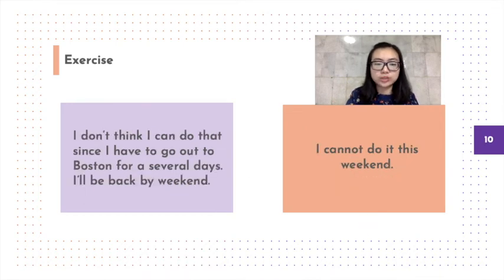Next, between these two, which one do you think is more effective? Now, here's an interesting thing behind it. The one on the left, although it appears as a longer sentence, is more effective. Why? Because it states that the person cannot do the meeting on that weekend. The one on the right, I cannot do this on the weekend, is actually right, but it doesn't provide any reasons. I believe your receiver would like to know why you cannot meet on the day that you already promised. So the one on the left, I don't think I can do that since I have to go out to Boston for several days, and I will be back on the weekend, is more effective.